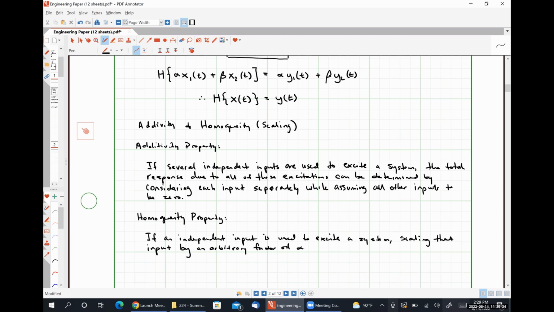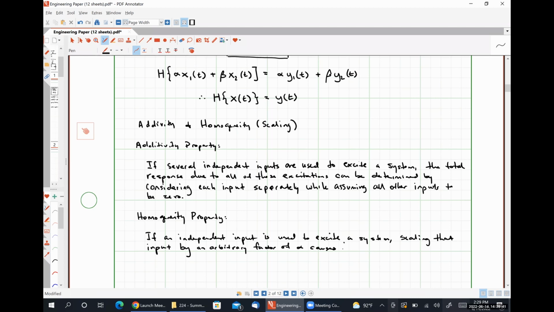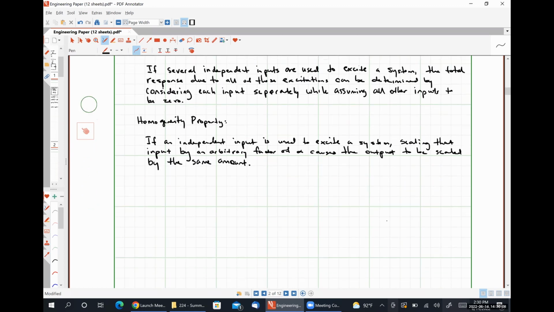So scaling that input by an arbitrary factor of alpha causes the output to be scaled by the same amount. So let's put this into circuit terms, okay?